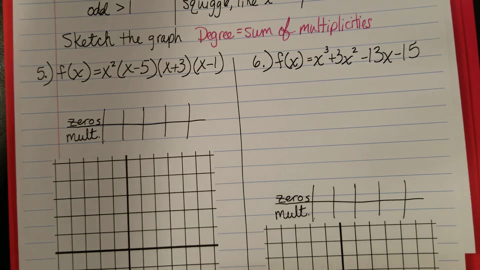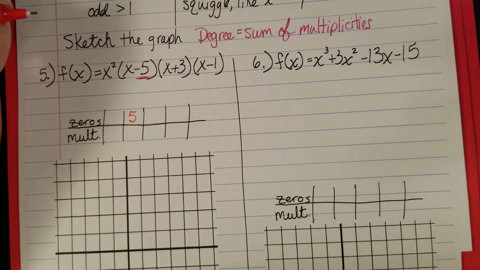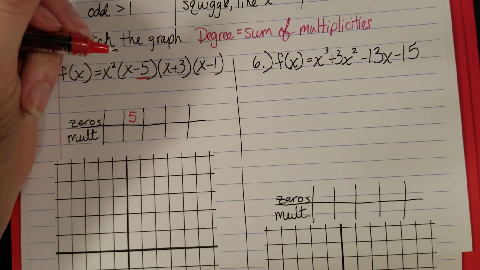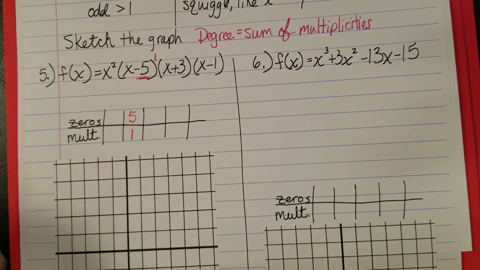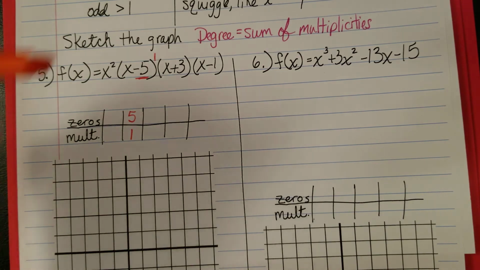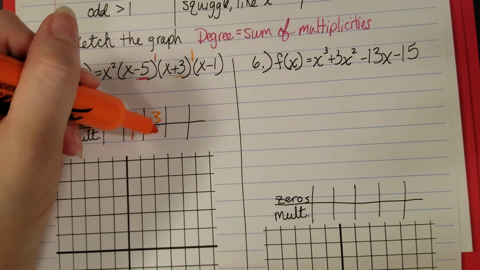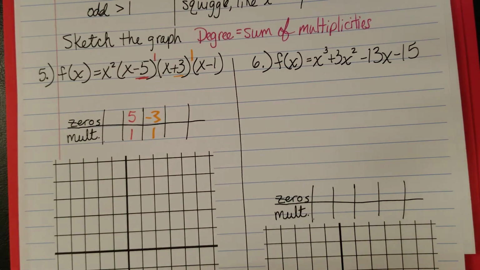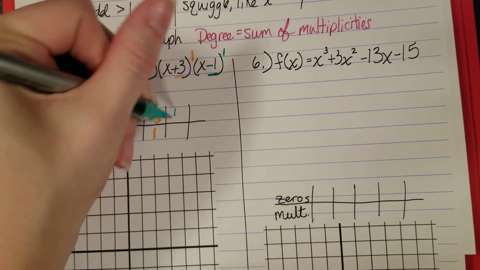All right, so number 5. If I was to ask you to identify the zeros of this polynomial, most people would say 5. And that's correct. And it has a multiplicity of 1. And -3 with a multiplicity of 1. And +1 with a multiplicity of 1.